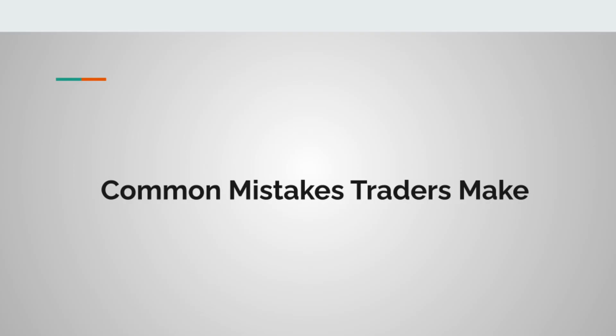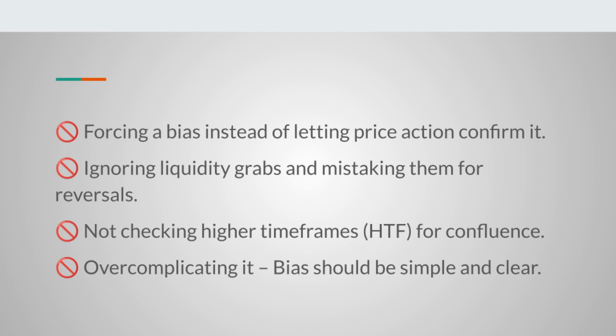Now let's move to common mistakes traders make. First mistake that traders make is they force the bias. Instead of letting price action confirm it, they like to force if it's a buy or a sell. You might even be trading external market structure rather than internal market structure. The second thing is they ignore liquidity grabs and mistake them for reversals. This always happens, and it's better for you to wait for your bias to get confirmed than to just get caught in a fake breakout or liquidity grab.